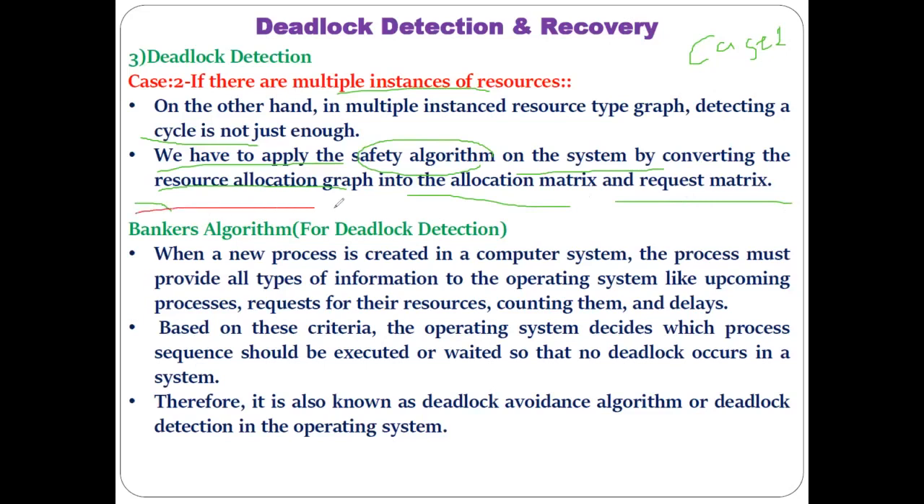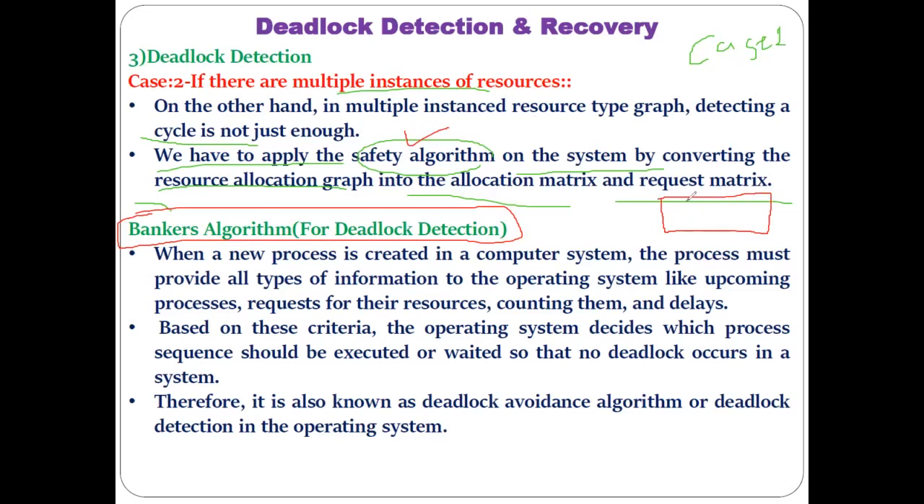In the last lecture I also told you about the Banker's algorithm, and in the practical we conducted it, and that time also we discussed the Banker's algorithm in detail. So along with the detection of the cycle, we have to apply the safety algorithm in the second case, where we are considering multiple instances of resources. Now, what exactly is the Banker's algorithm? In the last lecture, in the case of deadlock avoidance, I told you how it works.